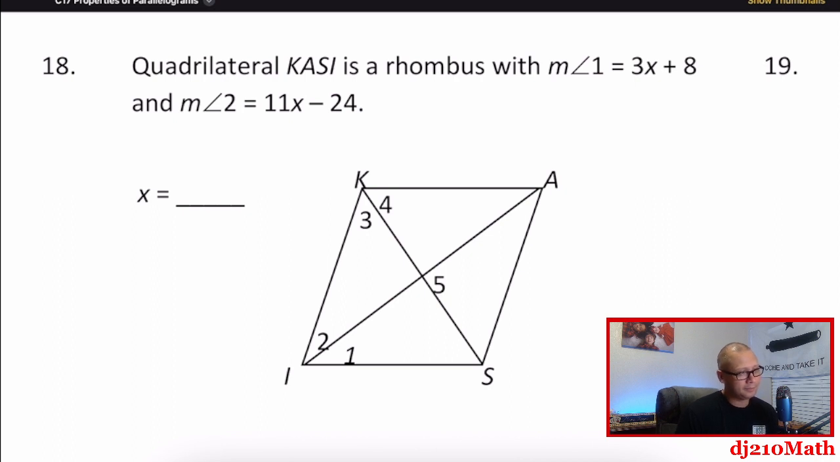All right, number 18. Quadrilateral. Okay, so it's a four-sided shape. KASI is a rhombus. Okay, so now that's very specific. What do we know about rhombuses? All sides are congruent. We know that the diagonals intersect at a right angle. So immediately 5 is 90. And then I know that all the angles are bisected.